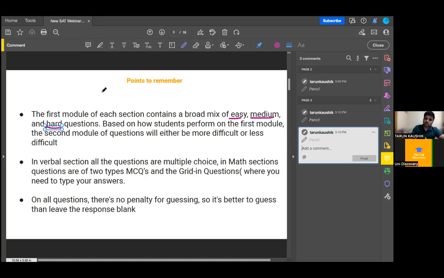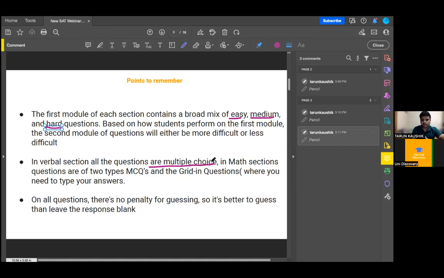Now, if we talk about the question types, in verbal, all the questions are multiple choice questions. One question is followed by four answer choices, out of which you have to choose one correct answer. In the math section, there are basically two kinds of questions. One is multiple choice questions, where four answer choices will be written like A, B, C, D. And the second one will be the gridded questions, where you simply need to type your answer.